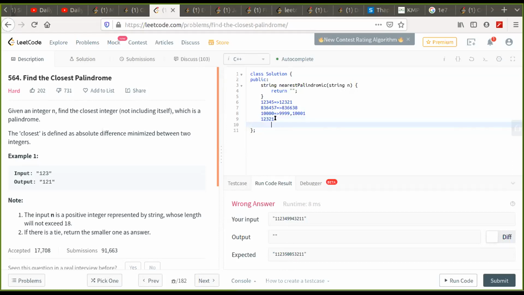If you are given 11, then the closest palindrome is 9. But 11 is itself a palindrome, so based on this we can't return 11. Yeah, you have to exclude whatever number is given.